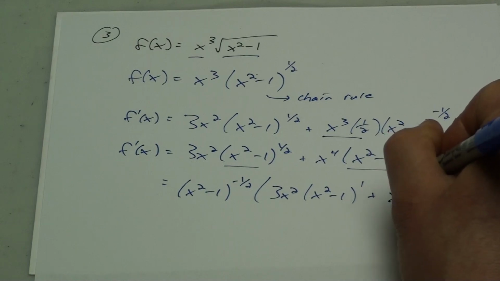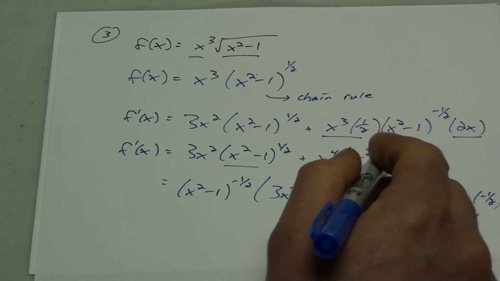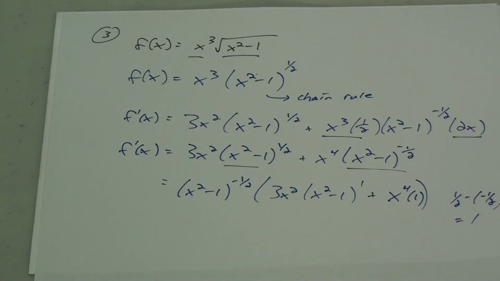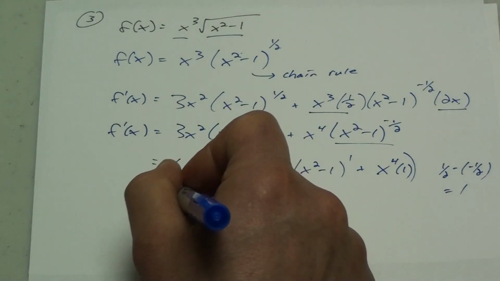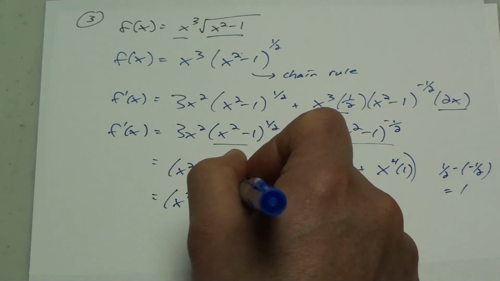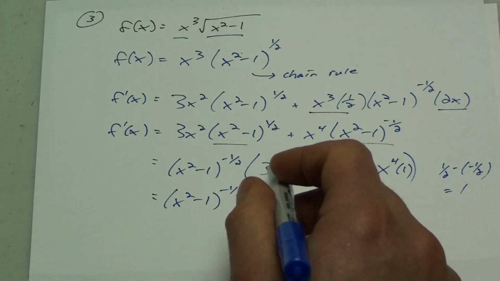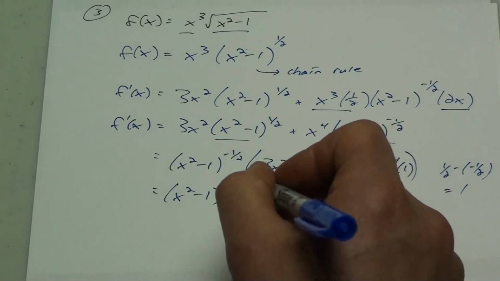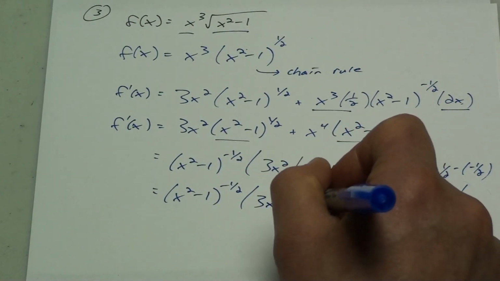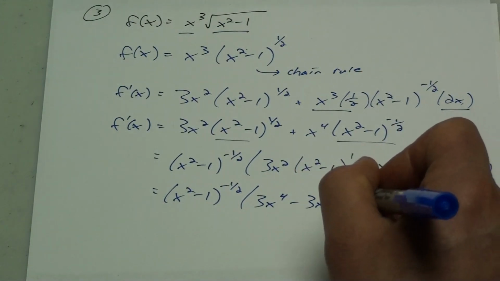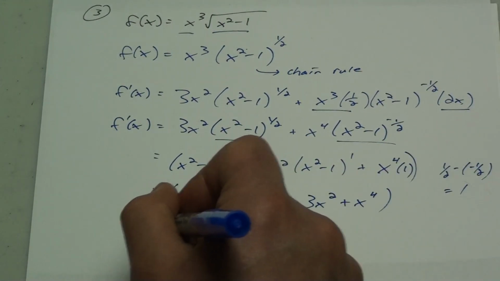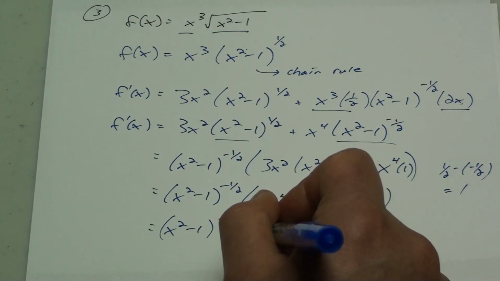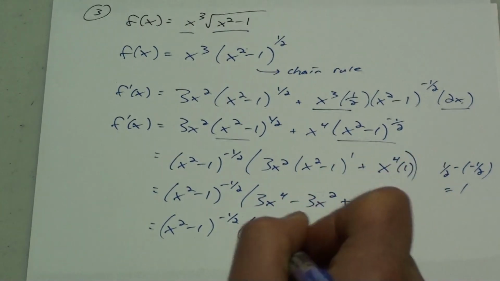Plus, and then I want to have x to the 4 for the second term. And I've factored out the x squared minus 1 to the negative 1/2, so that's just going to be multiplied by a 1, because dividing by itself. And that's going to give me x squared minus 1 to the negative 1/2. I can multiply the 3x squared. And again, depending on what you need to do, you may not need to simplify this far. 3x to the 4 minus 3x squared, and I have plus another x to the 4, so x squared minus 1 to the negative 1/2. That's going to give me 4x to the 4 minus 3x squared.